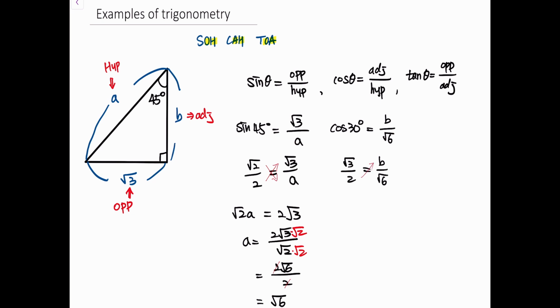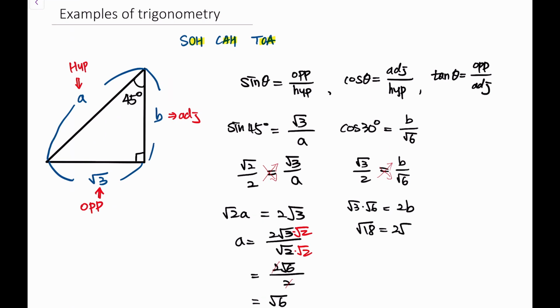We can cross multiply these two fractions to find rad 3 times rad 6 is 2B. Rad 3 times rad 6 is rad 18, which is 2 rad 3. So 2B is equal to 2 rad 3, and we can divide or cancel these two, and we get the B value that is equal to rad 3.